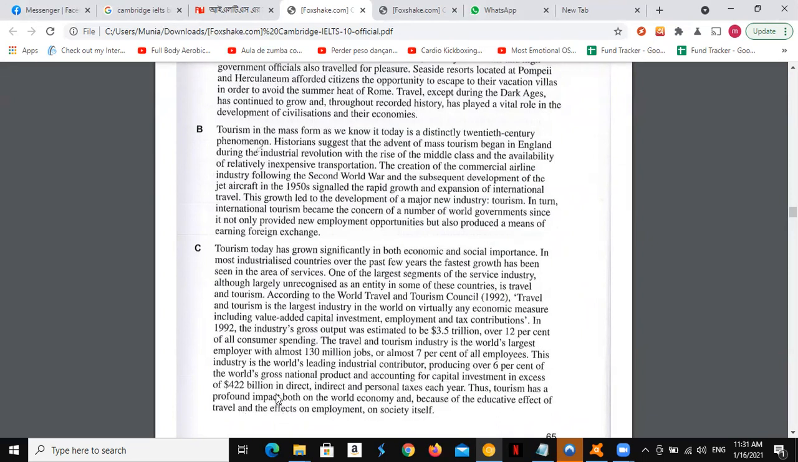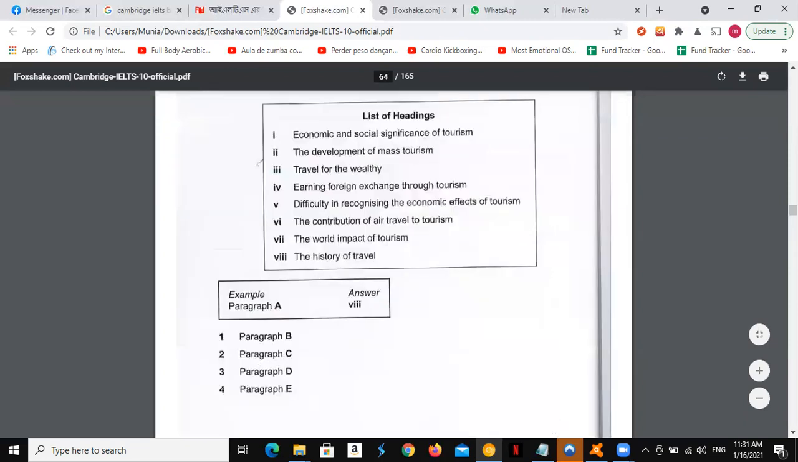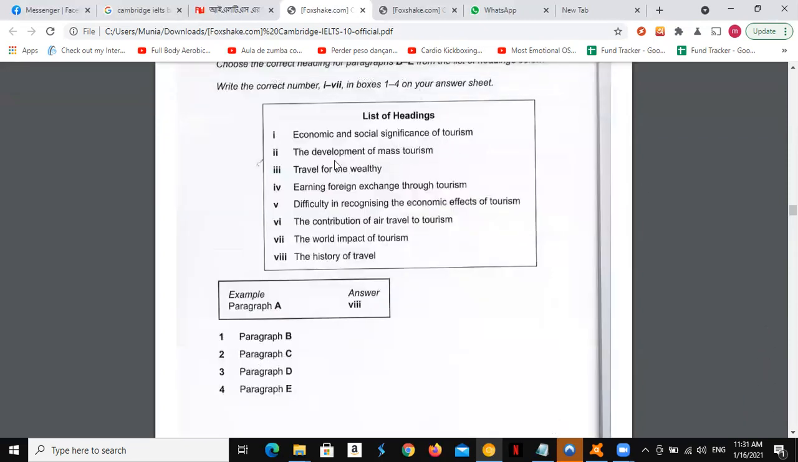Then they have talked a profound impact both on the world economy and on society. So you have to find a heading that will match both, like economy and society. Let's see what they are talking about: economic and social significance. Yes, for paragraph C, the answer is 1, the economic and social significance of tourism. So you get the answer for paragraph C as well.